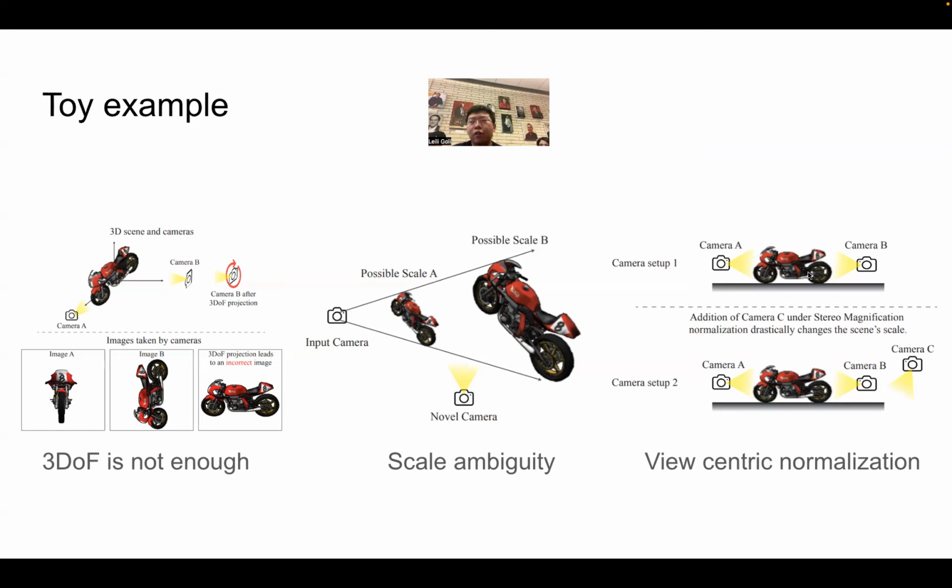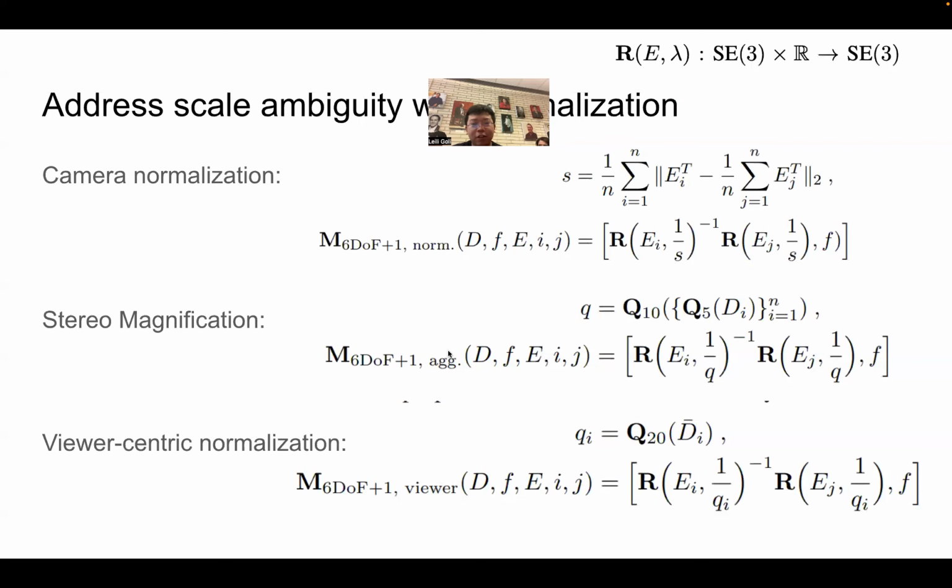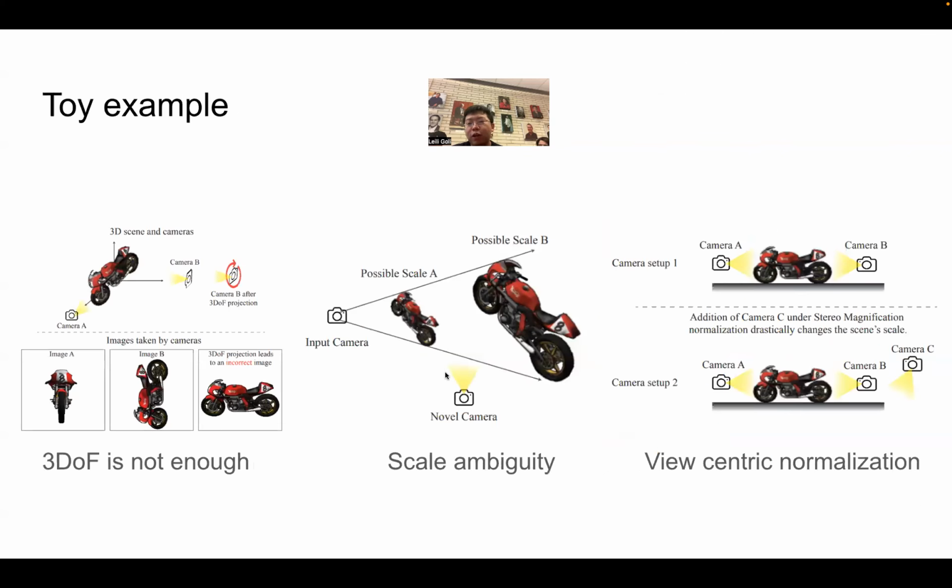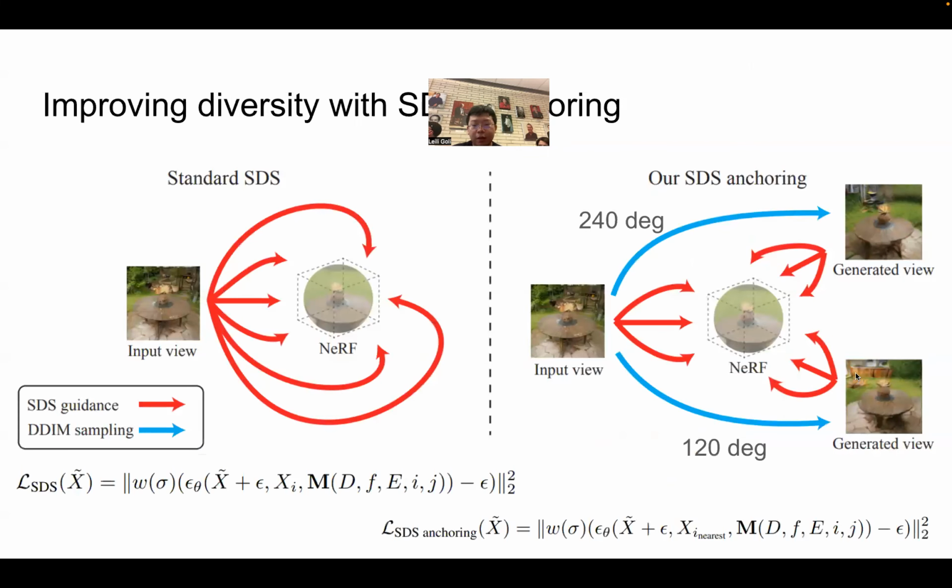So in the original, if you are using that aggregation normalization, which is this one, they call it aggregation, it will be affected. It's not super robust. And this view-centric normalization is only conditioned on the input view, which is more robust. Cool. That's basically their techniques to adapt to real world data.